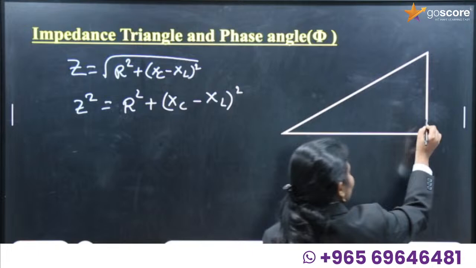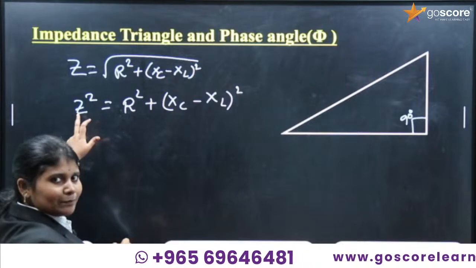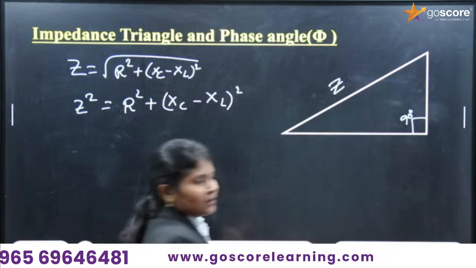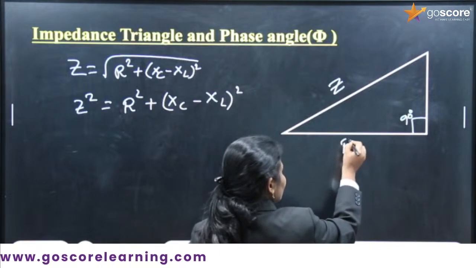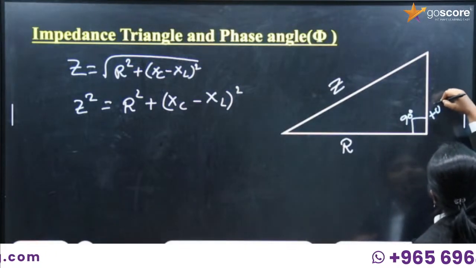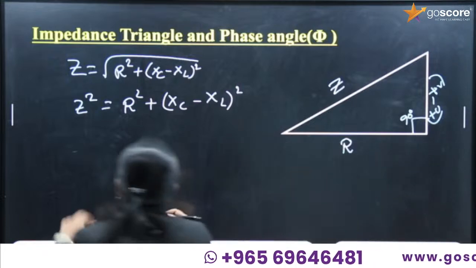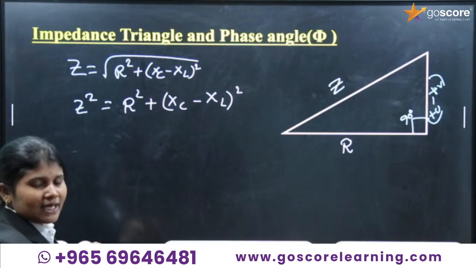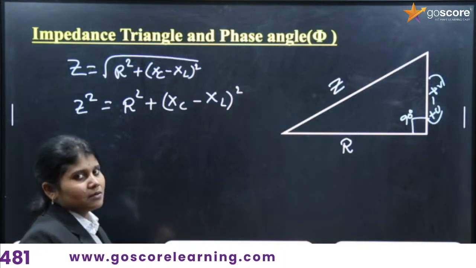So here it is 90 degrees. Then what is the hypotenuse here? Impedance Z. What is the adjacent side? R. What is the opposite side? XC minus XL. Here we are applying Pythagoras theorem. Hypotenuse is impedance, adjacent side is resistance, opposite side is XC minus XL.